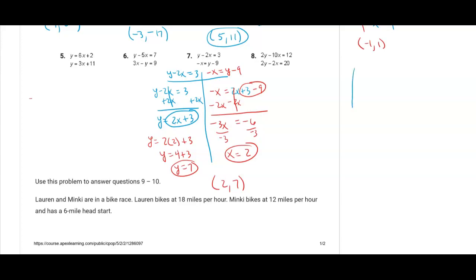Now, the last example here is probably the most complicated. So we have 2y minus 10x equals 12, and 2y minus 2x equals 20. Now, either of these equations is easy to solve for. Personally, I can solve easily for y in the first one or easily for x in the second one. So looking at this, let's just go ahead and take this equation and solve for y.